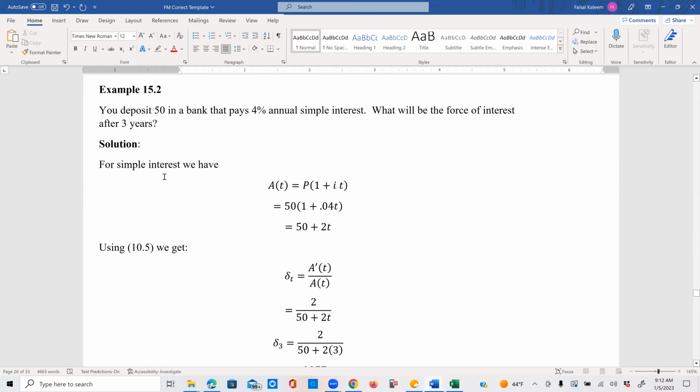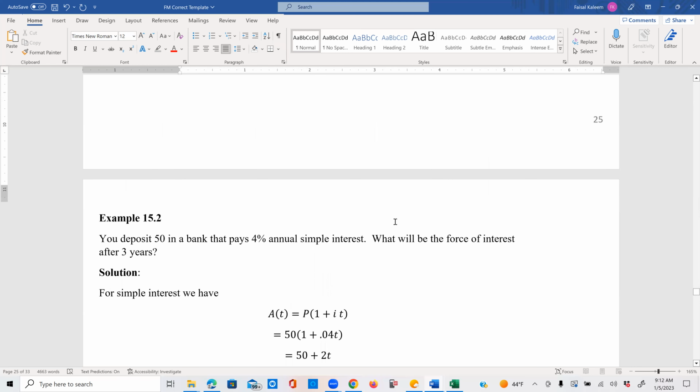Example 15.2. You deposit 50 in a bank that pays 4% annual simple interest. What is the force of interest after 3 years? So here we have a simple interest for which the amount formula is P times (1 plus i t). And principal is 50, so it'll be 50 times (1 plus 0.04 t), i is 4%, so 0.04. And when you expand it, you get 50 plus 2t.